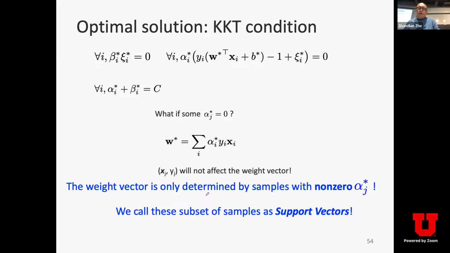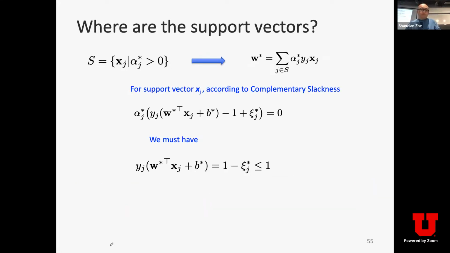So where do the support vectors locate? Where are those support vectors? That's something we're interested in. Which examples can serve as support vectors? Which examples are not support vectors? Let us further our analysis. So we know that for a support vector, its alpha_j star must be positive.